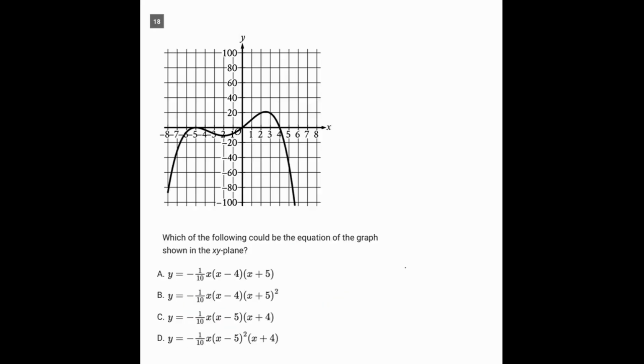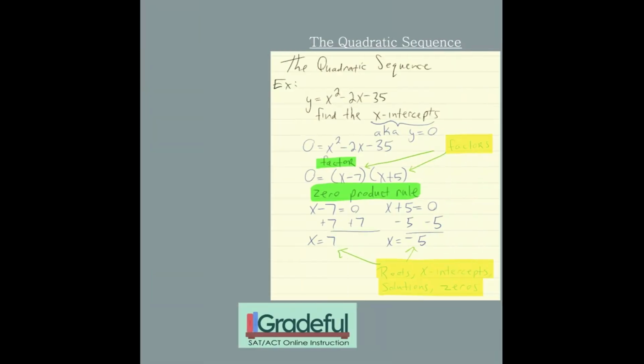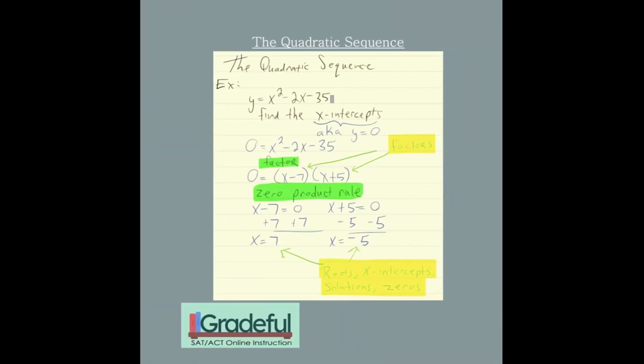Now going to question number 18. This is a question on types of x-intercepts. But first, let's talk for a moment about the difference between an x-intercept and a factor, or how they relate to one another. And here's an example we call the quadratic sequence. Let's just say you had this function and you had to find the x-intercepts. To find the x-intercept, y is 0. So you set it equal to 0. That's your permission to factor.